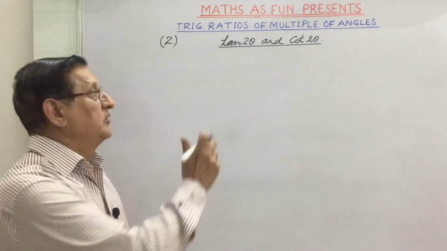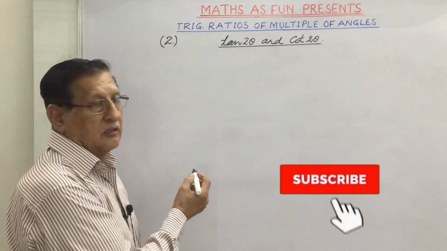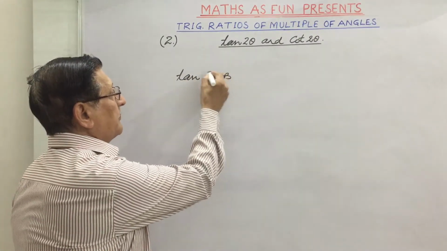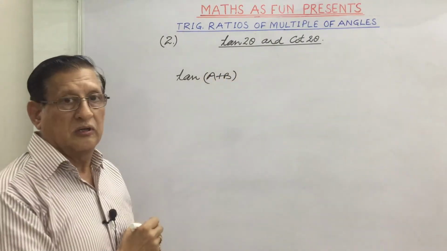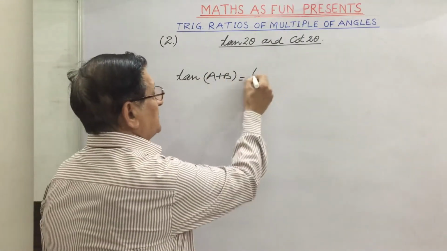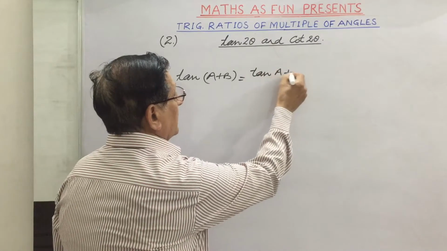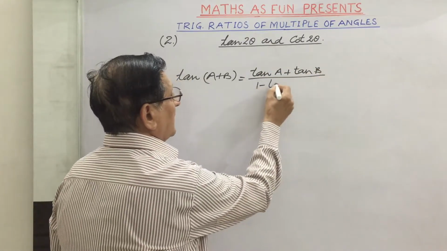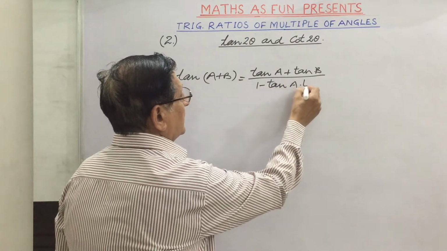To find the formula of tan 2 theta, we know about tan A plus B which can be applied. The formula of tan A plus B is tan A plus tan B upon 1 minus tan A into tan B.